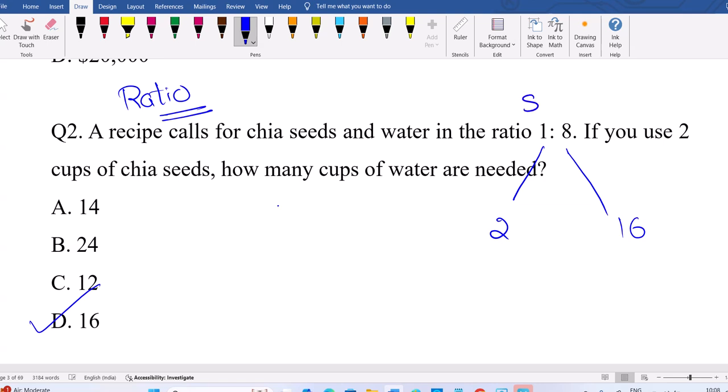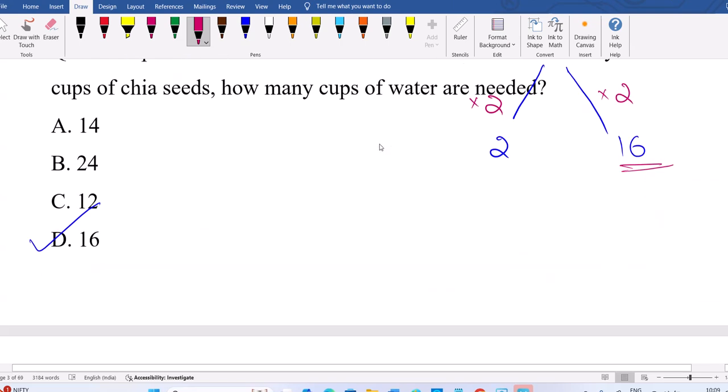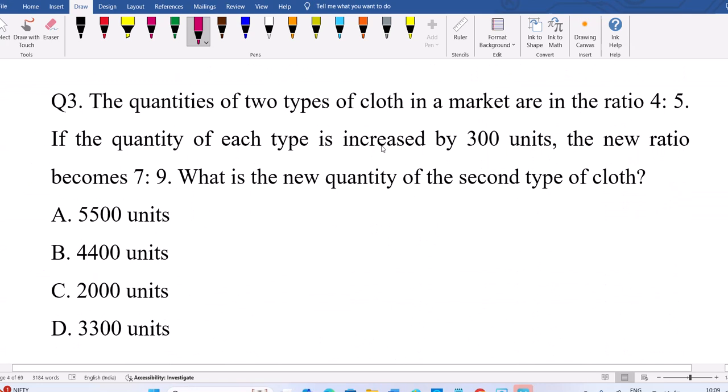It's related to seeds and water, right? Seeds 1, water 8, but in the question they said 2 cups of chia seeds. So seeds is 2, then water should be 16. Multiplied by 2 here, multiplied by 2 here. 16 cups of water is required, right? So they have to mix in a 1:8 ratio. That's the scenario. Right, so the next one. You see this next question is also related to the ratios concept.